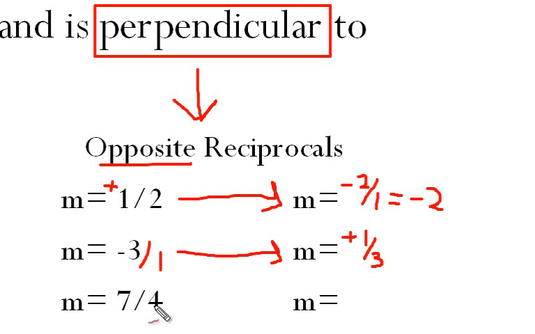For this next one, we have 7 divided by 4 as our slope. So if we took the opposite reciprocal, we would change it from positive to negative because we're doing the opposite, and then we would take the reciprocal, which is just flipping this fraction. So we'll do 4 over 7.